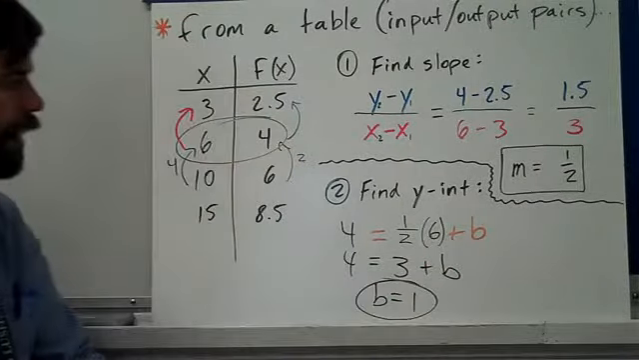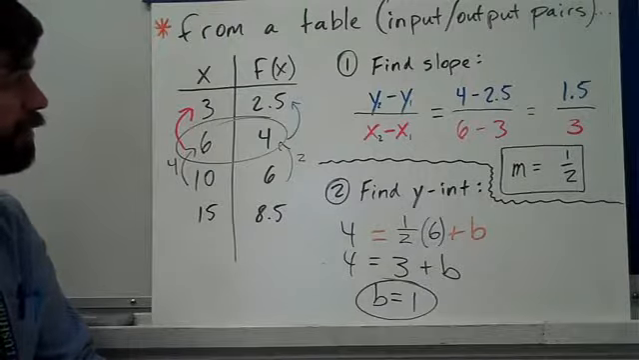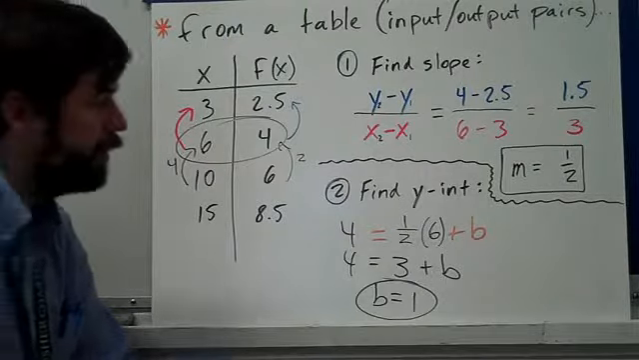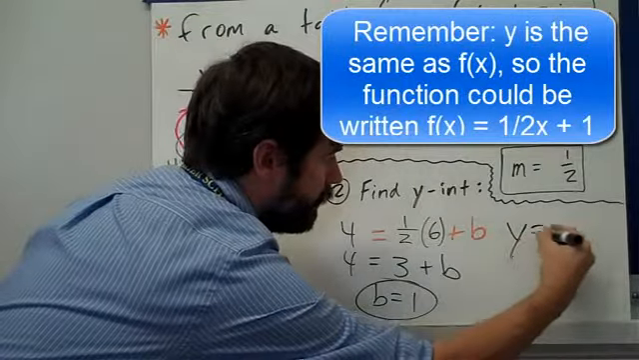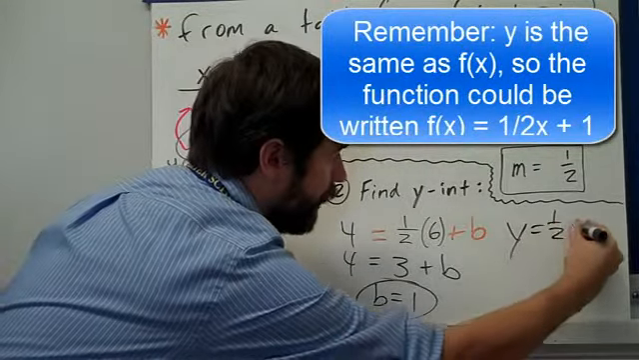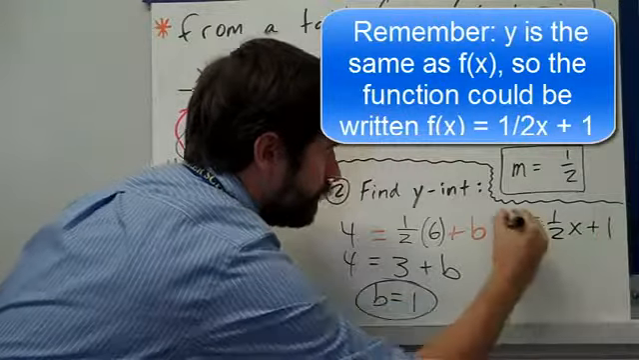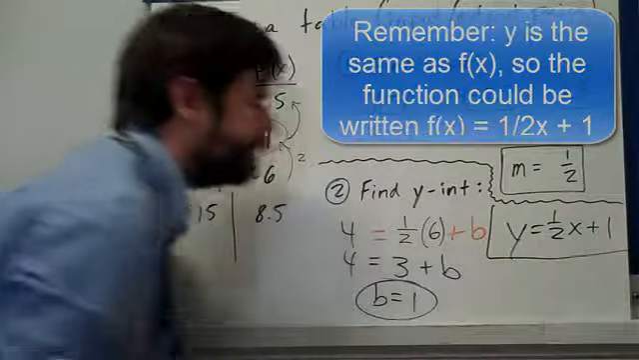And then there, now we have it. Okay, all that's left is to actually write the equation. We know the slope, we know the y-intercept, so y equals 1/2 x plus 1. There it is.